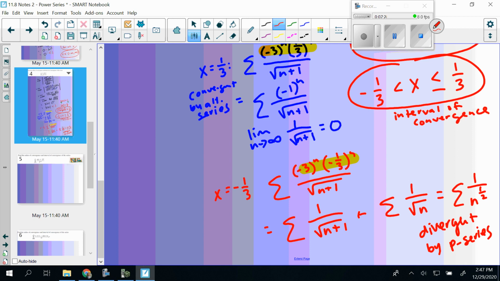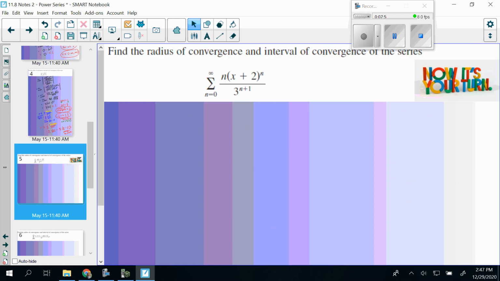And you can write it like that, or if you want, another acceptable way would be to write it as x in the interval negative 1/3 to 1/3, but make sure you include 1/3 like that, because that boundary was convergent. All right, let's have you pause the video and try one out on your own here, see if you can solve this one.